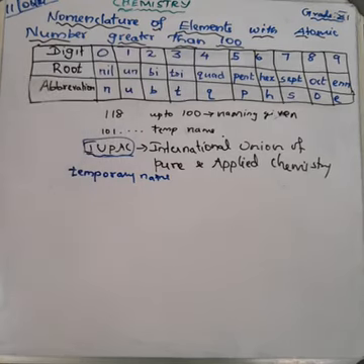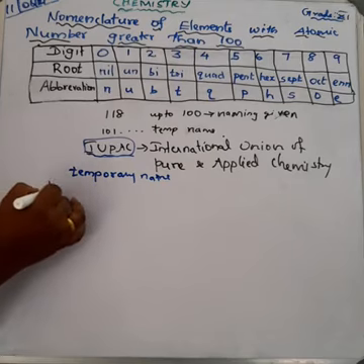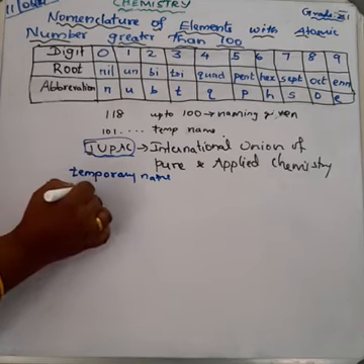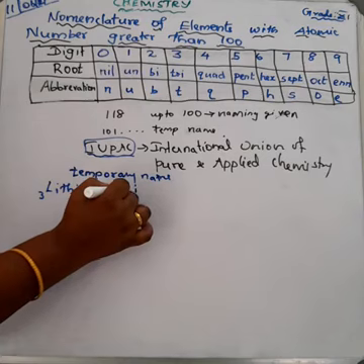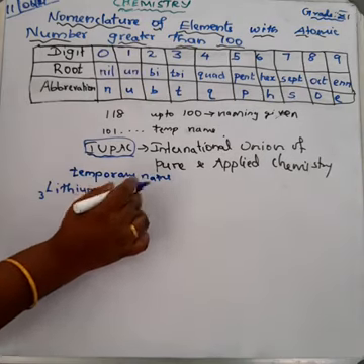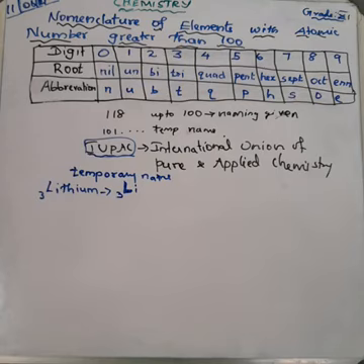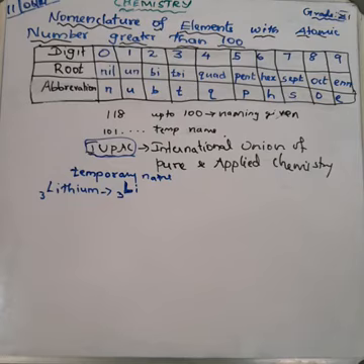And simply, we can give the symbol. For example, lithium is the name of the element. Its atomic number is 3. We can write lithium, and Li is the symbol for lithium. Understood? So we can write the symbol for the temporary name of the element. For the symbol, here the abbreviation is given.